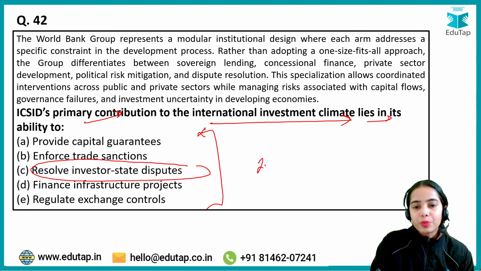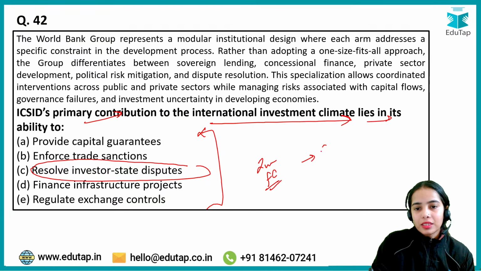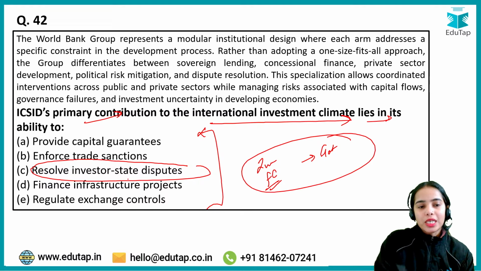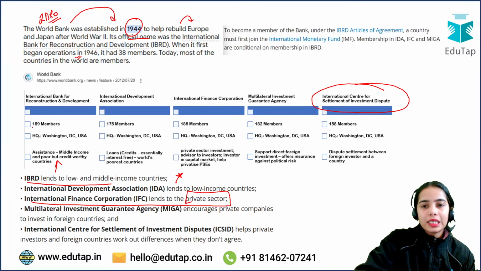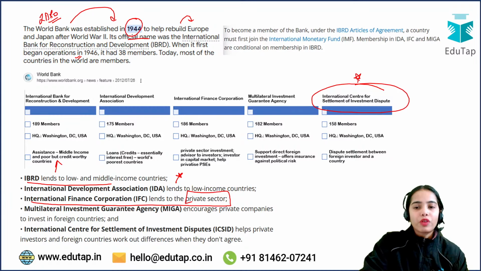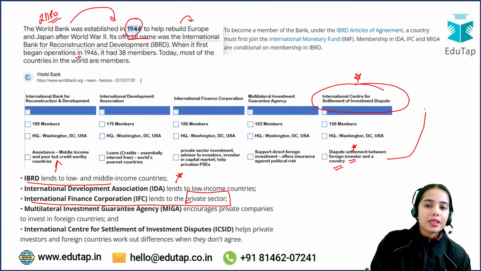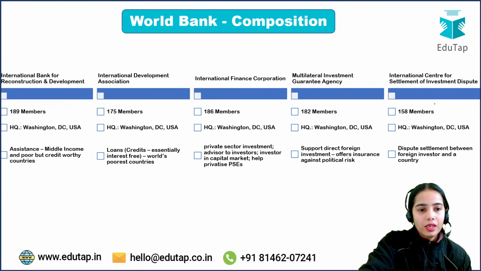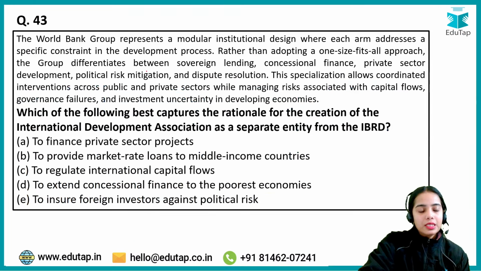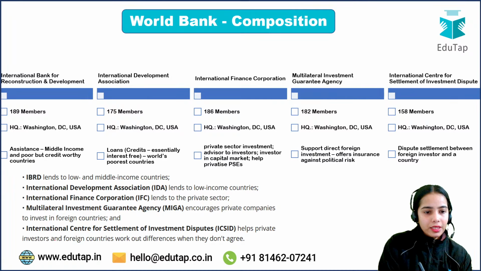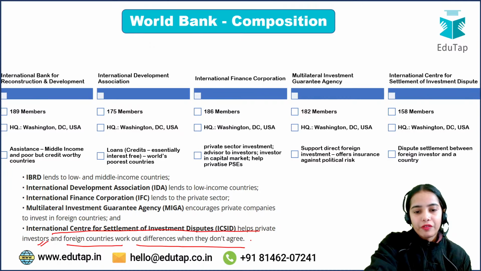So if there is any dispute between the foreign companies and the government, those disputes are handled by the ICSID. It is the International Center for Settlement of Investment Disputes. If there is any dispute between the investor and the country, that is handled by the ICSID. Okay. Basically, ICSID helps private investors and foreign countries work out differences when they don't agree.